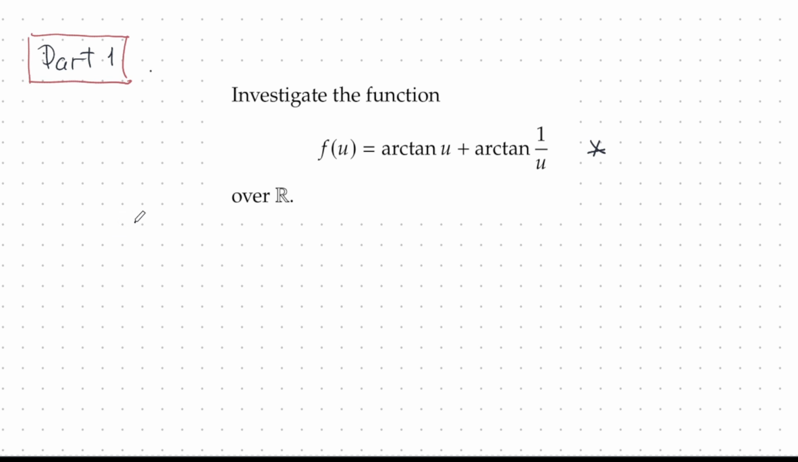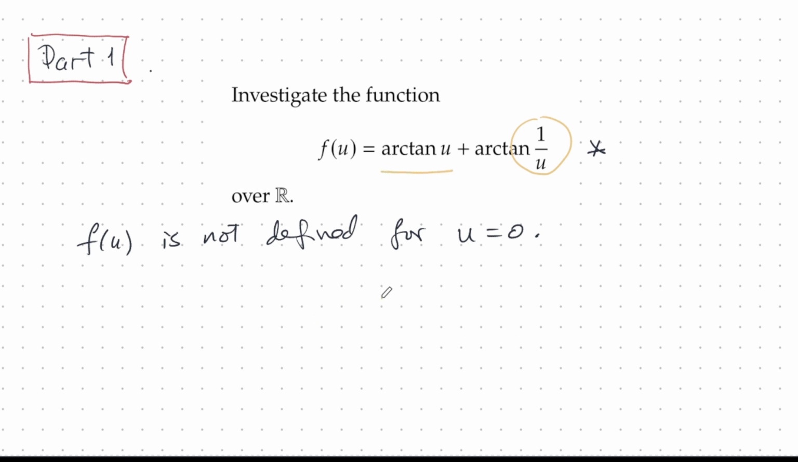Well, the first thing we can notice is that f of u is not defined for u equals 0 because of this here. So that's interesting, and this will become evident when we graph it and look at it more carefully. So in the next part, I want to look at arctangent a little more carefully using some figures.